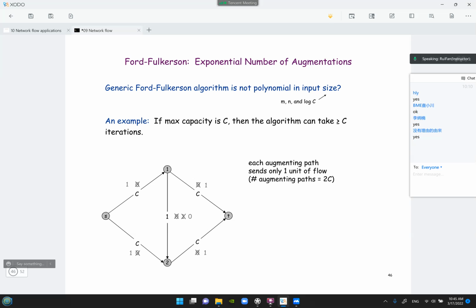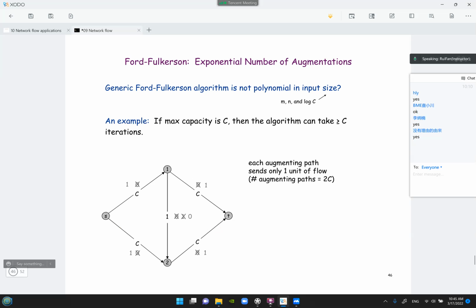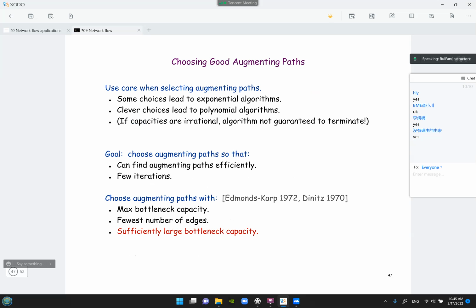Okay, so we see that indeed it is possible for Ford-Fulkerson to run for many iterations. All right, so now we want to solve max flow, but we want to find a better algorithm, a faster algorithm. Even though we're going to look for a different algorithm, we're still going to use the same approach as Ford-Fulkerson, which is to find these augmenting paths.